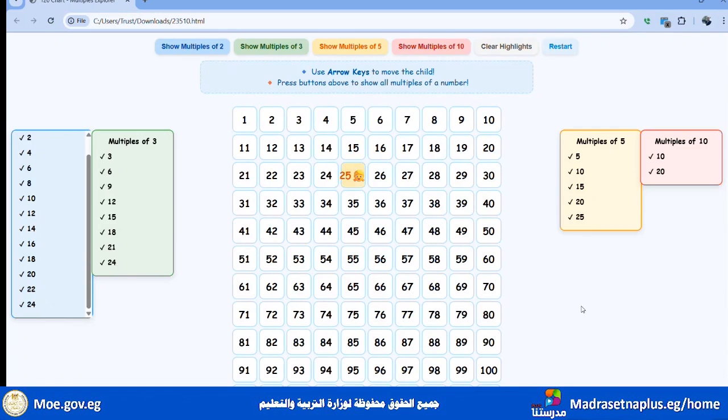25, a multiple of 5 only. You can differentiate between them by color. Look at the color. Change of color means this is a multiple of 5. So any multiple of 5 is changed by this color. Look at them.